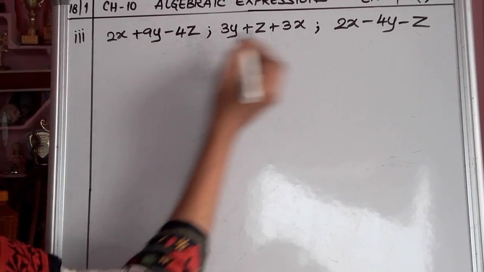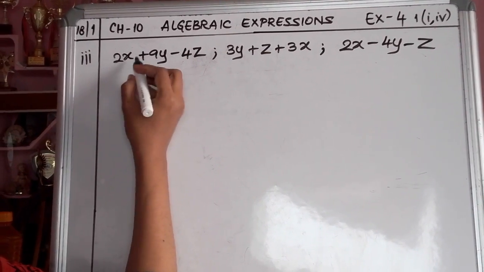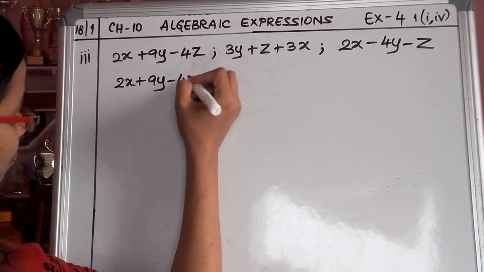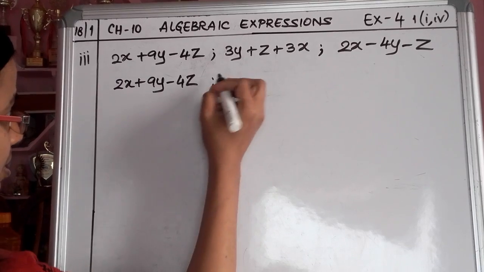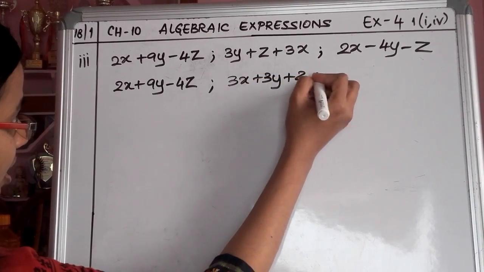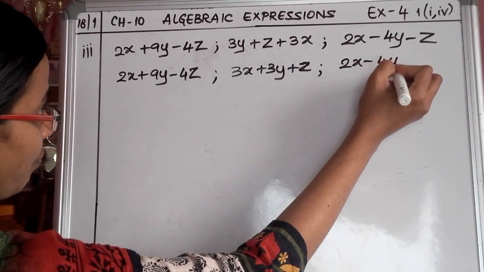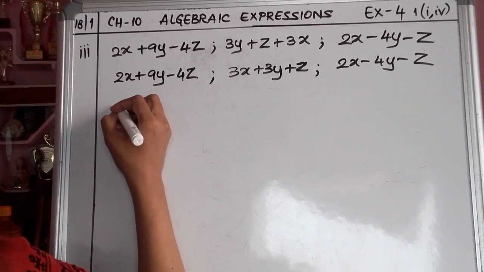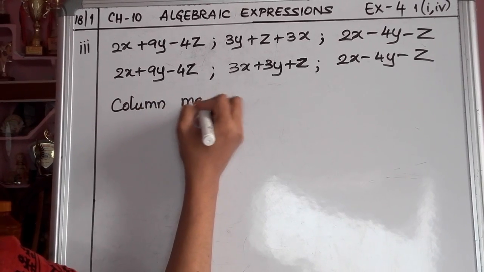So now let us arrange all the expressions in the same order. Here we have 2x plus 9y minus 4z, but here y is there. So let's shift this. Bring the x term here, y term next and z term to the last. 2x minus 4y minus z. Now this is in a proper order. So let us use the column method.